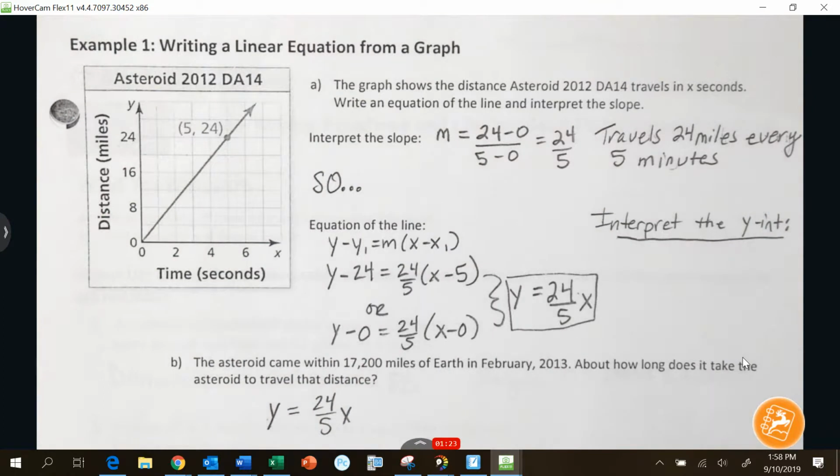Okay? So now what we're going to do is we're going to interpret the slope.